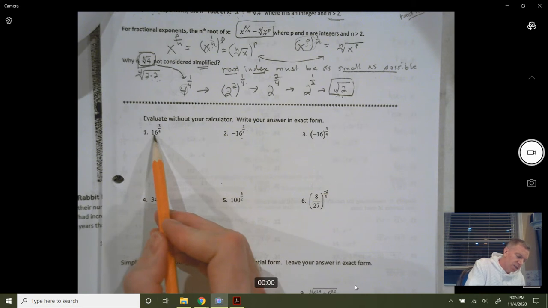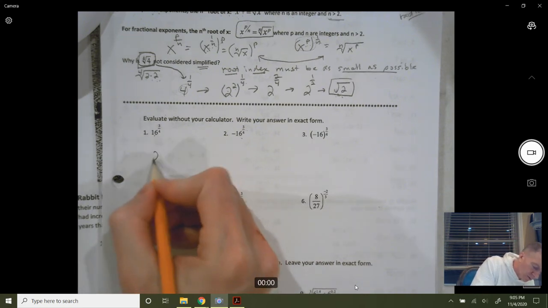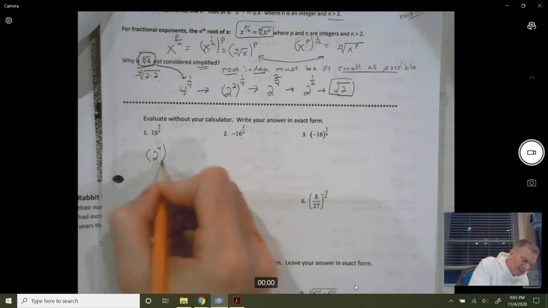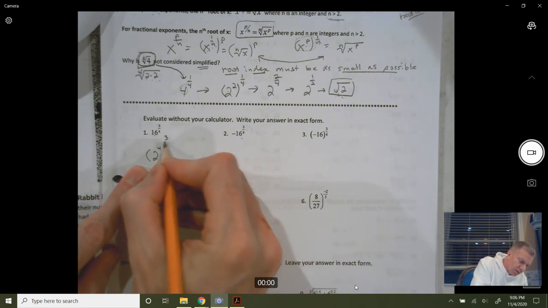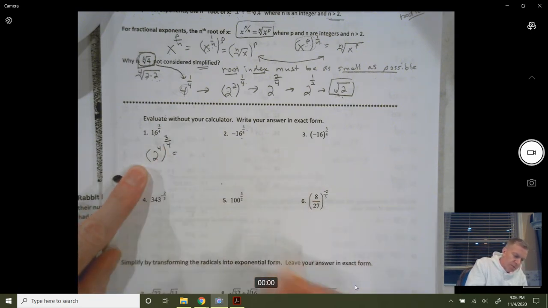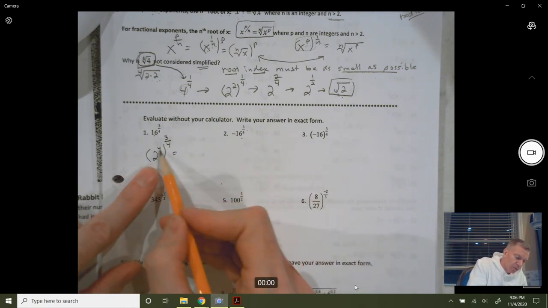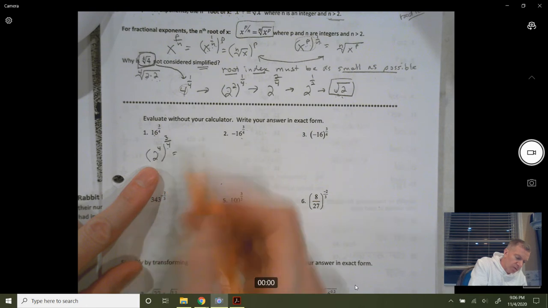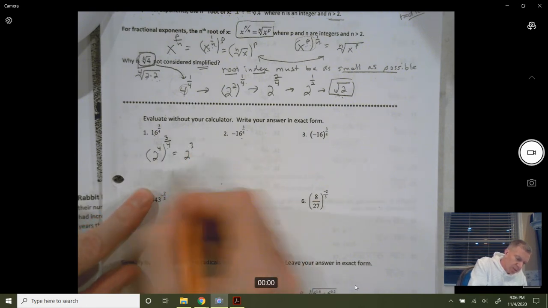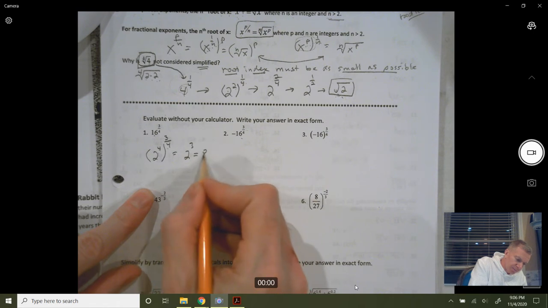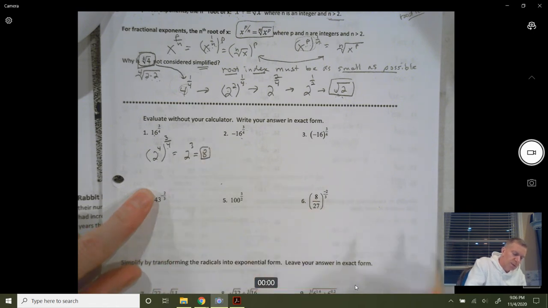So 16 can be written as 2 to the 4th. There's my 16. My exponent on the 16 is 3 over 4. Now, a power of a power, we multiply the exponents. That's really 4 over 1 times 3 over 4. The 4s cancel. We get 2 to the 3rd, which is equal to 8. Let's look at the next one.